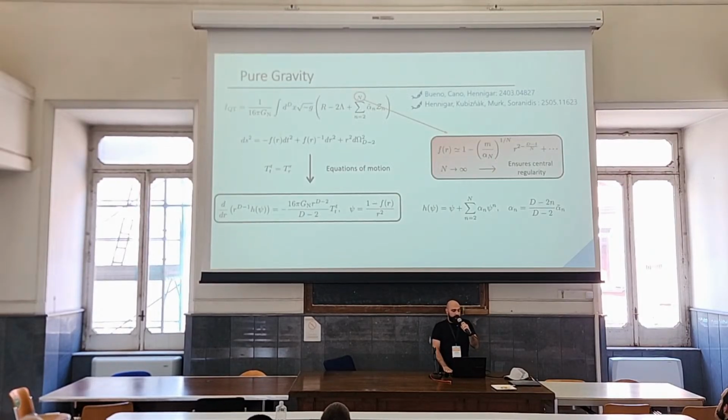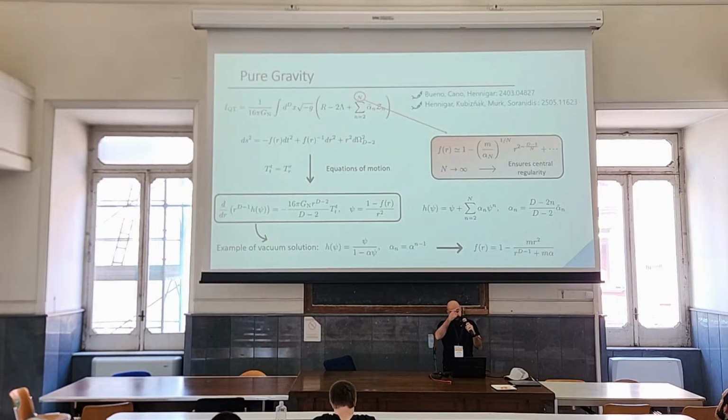If one examines the behavior of f(r) close to the center, you will see that it has this particular form, where if we take the summation to go to infinity, you will immediately see that this behavior will be similar to a de Sitter core, which is a main requirement for regularity.